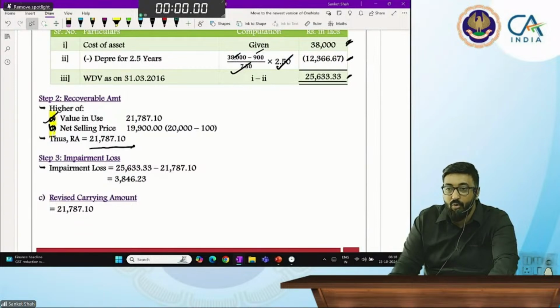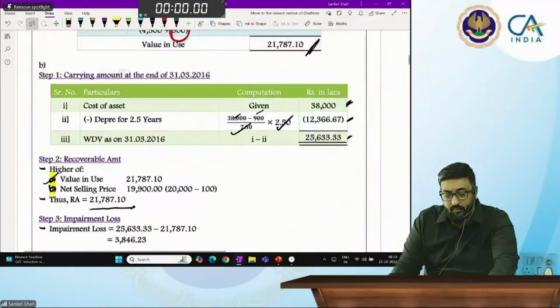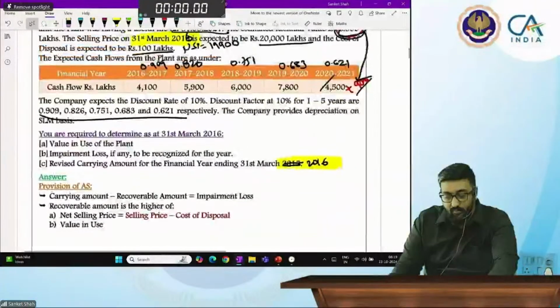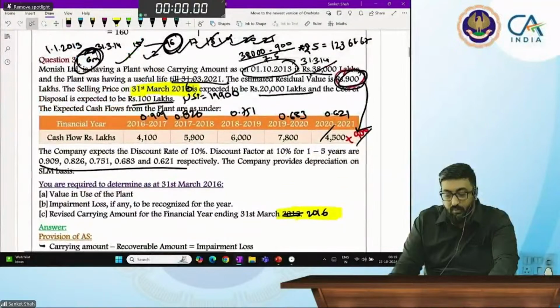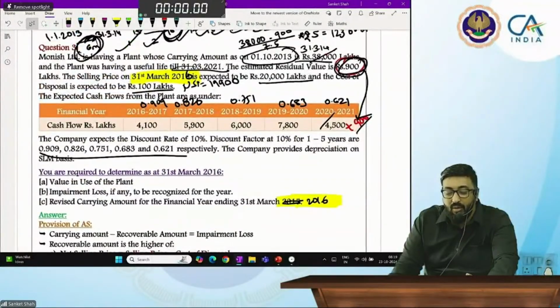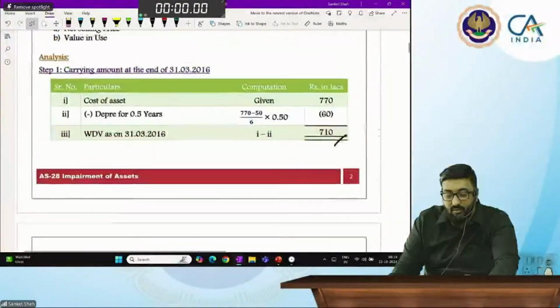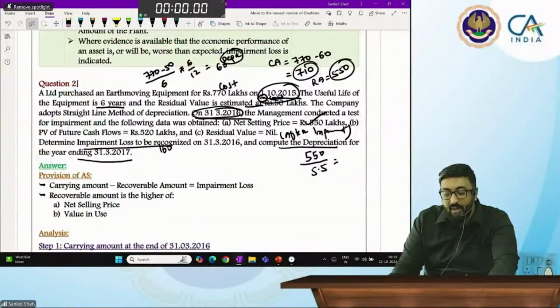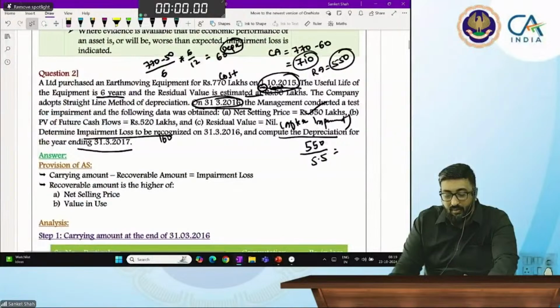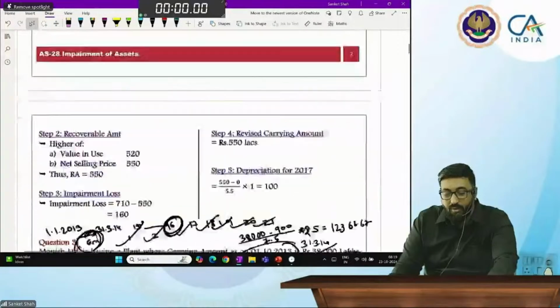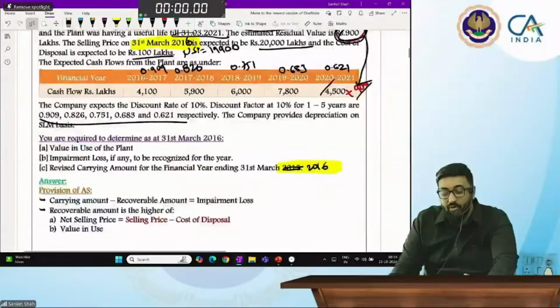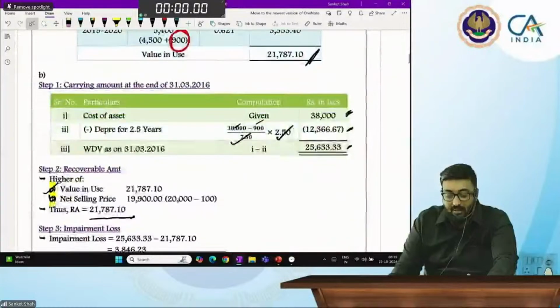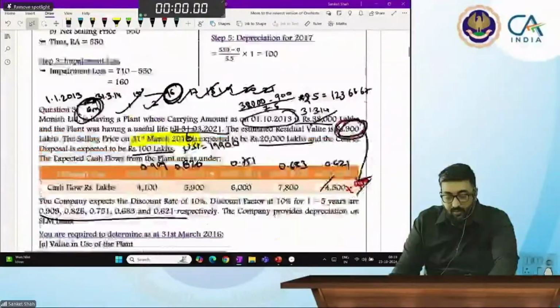Bhavna, go ahead. Good morning, sir. Good morning, beta, go ahead. Sir, in the previous question, you did not add the value of residual while calculating the present value. Not in the first question. The residual value is already given, I have given zero at the end. When the value is not in use, it will not come. Here we had to calculate value in use, that is why we added it. Understood? Yes, sir. Clear. Okay.